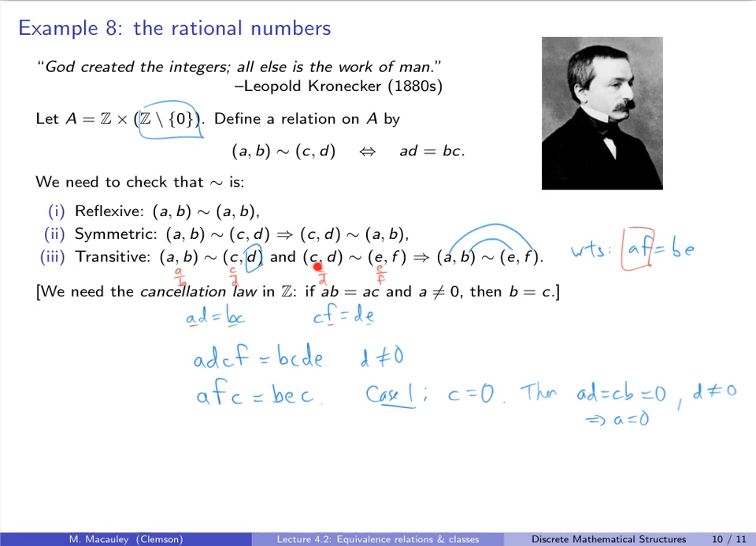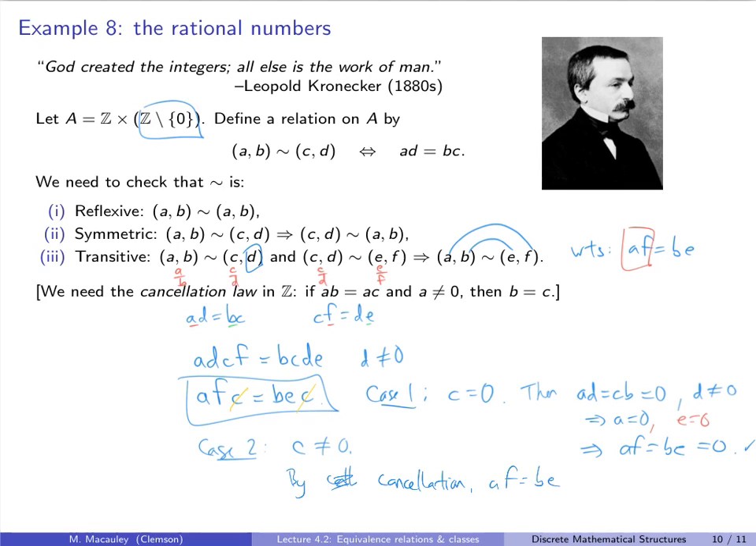And similarly, I think we can show that if (C, D) is equivalent to (E, F), then E is equal to 0 as well. And so A equals 0 and E equals 0. So in that case, it follows immediately that AF equals BE because those are both equal to 0. Okay, so that's the only case we had to worry about. Now the other case, case 2, is when C is not equal to 0. In that case, we can do what we always wanted to do, which was cancel the C's. And by cancellation, AF equals BE. So in both of these cases, we get what we wanted. So that means that this equivalence relation is indeed transitive.